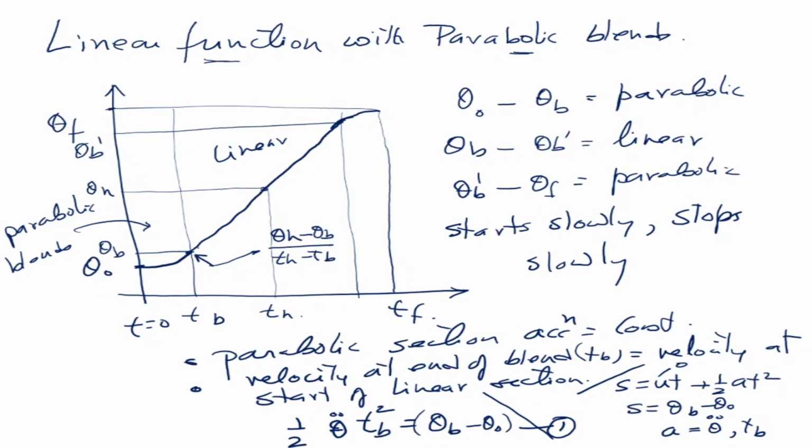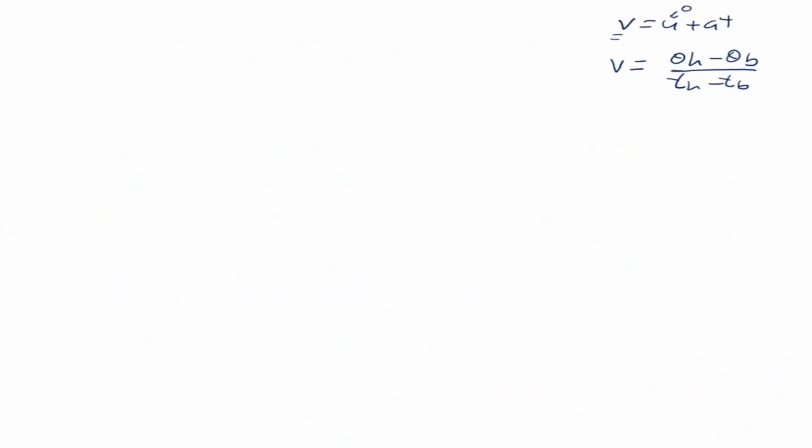And this velocity must be equal to the velocity that is coming from the blend section. Both the velocities have to be equal. What is the velocity coming from the blend section? That is v equal to u plus at. So starting velocity is 0. It has acceleration, theta double dot we saw, and t is equal to tb. Okay, so acceleration is theta double dot, and what is time? t is equal to tb.